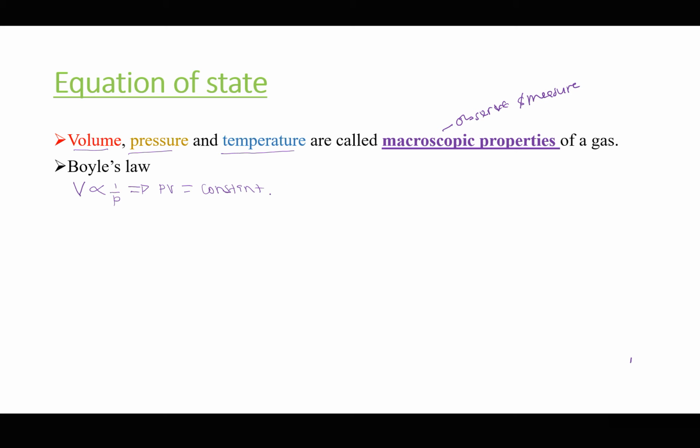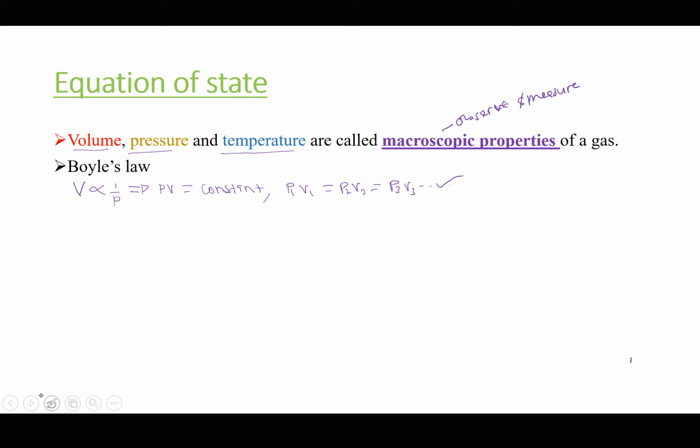To be precise, if a gas is taken through several stages, then we would say that P1 times V1 should be equal to P2 times V2 should be equal to P3 times V3 and so on and so forth. So this one is called Boyle's law, and I'm very certain you studied this in IGCSE.